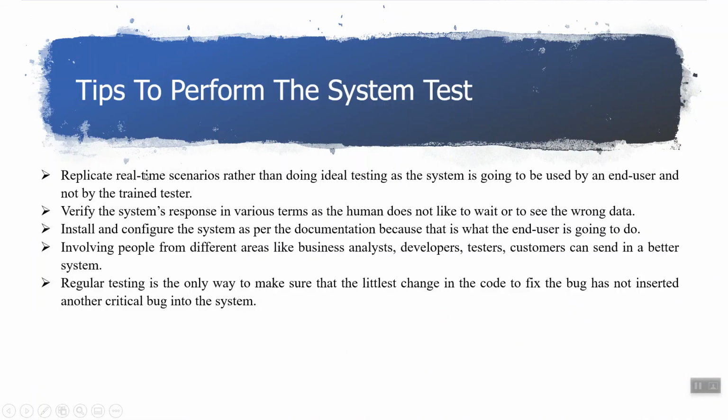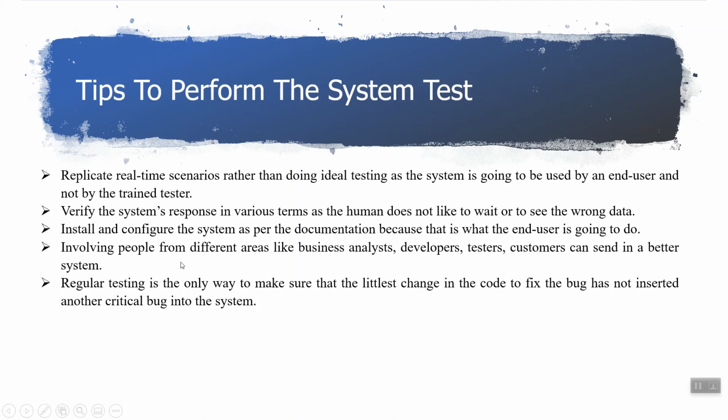Next one is tips to perform the system test. There are certain tips we can follow for the system test. The first one is replicate real-time scenarios rather than doing ideal testing, as the system is going to be used by an end user and not by a trained tester. Verify the system's response in various terms, as a human does not like to wait to see the wrong data, right? Install and configure the system as per the documentation, because that is what the end user is going to do. So this is one of the things we need to keep in mind while doing the system test.